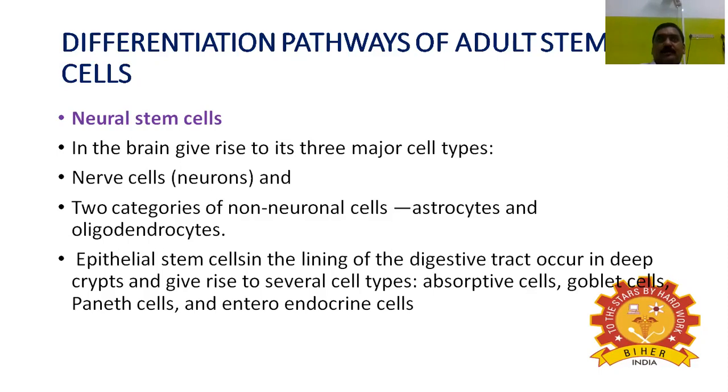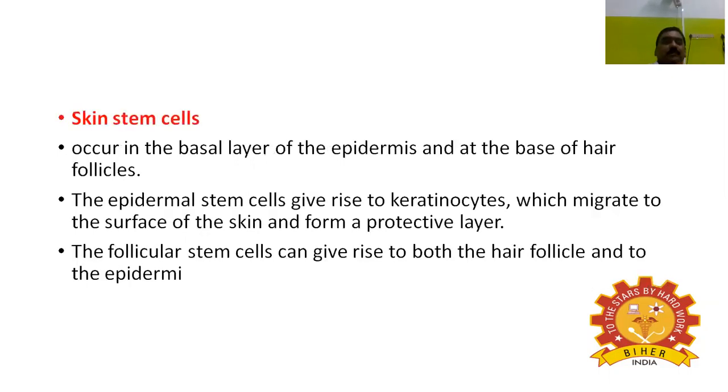oligodendrocytes. The third category of the cells, the epithelial stem cells in the lining of the digestive tract, occur in deep crypts and give rise to several cell types, for example, absorptive cells, goblet cells, Paneth cells, and endocrine cells. Next, I'm coming to the differentiation pathways. And the second classical example is the skin stem cells.